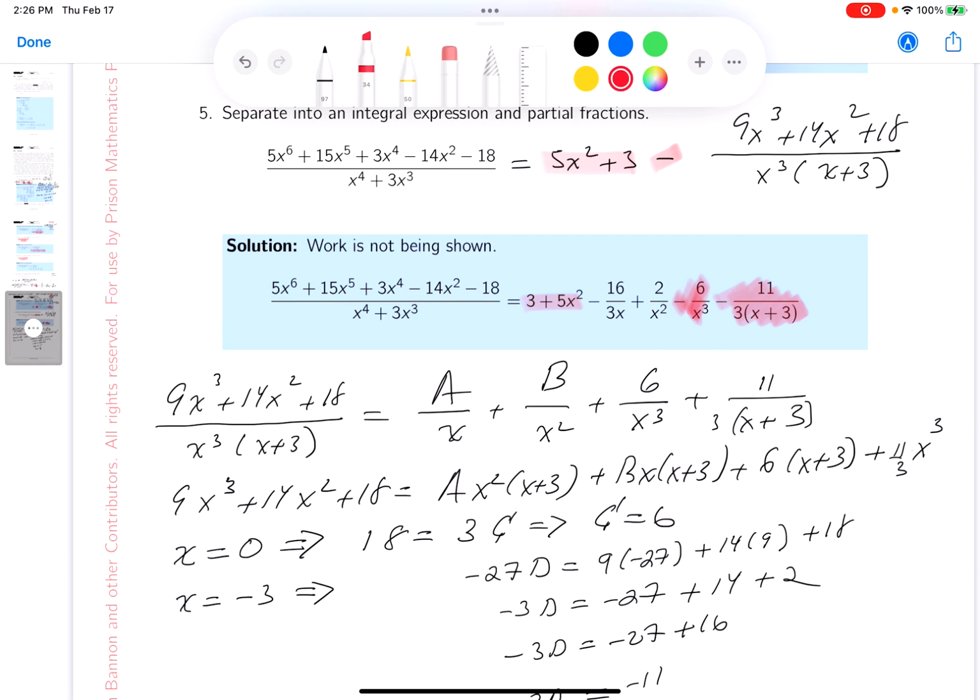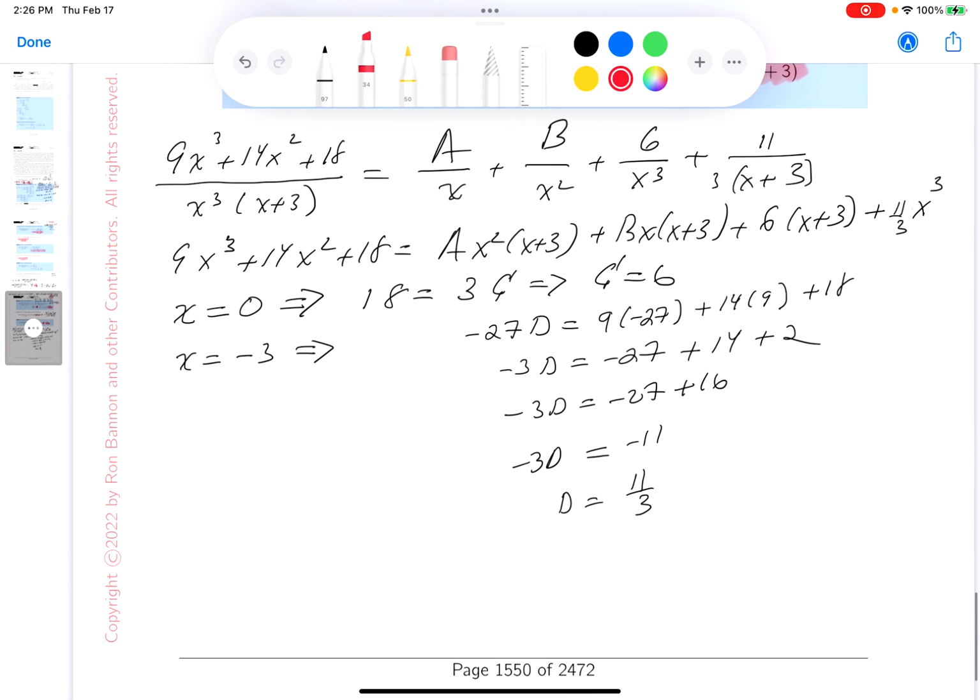I'm seeing it. Now, I don't want to beat you to death in this, but the bottom line is, how do you get the other ones? How do you get A and how do you get B? Start picking other numbers. For example, you pick X to be equal to 1. If you do that, you're going to get an equation in A and B.